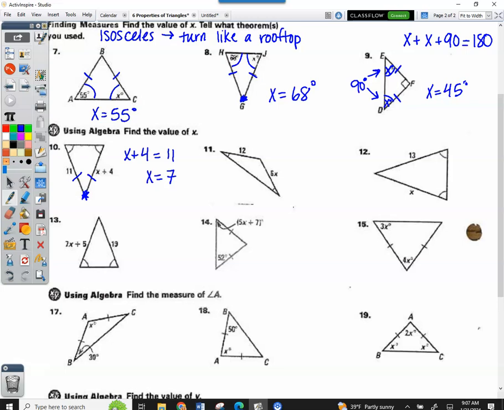All right, you try 11, 12, and 13. They're the same thing. 11, 12, and 13.